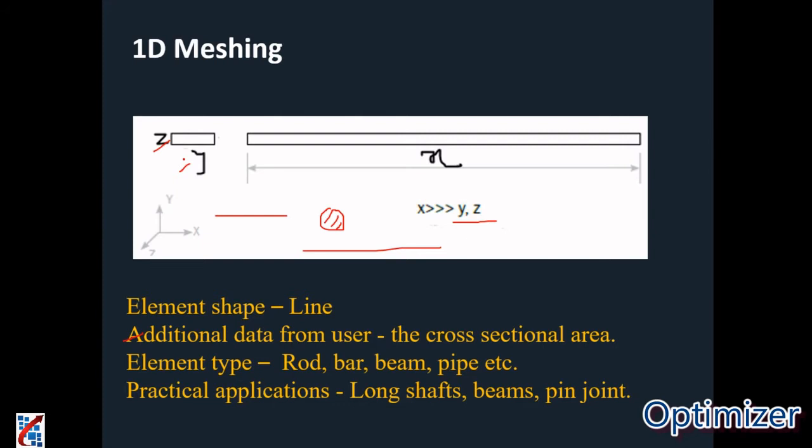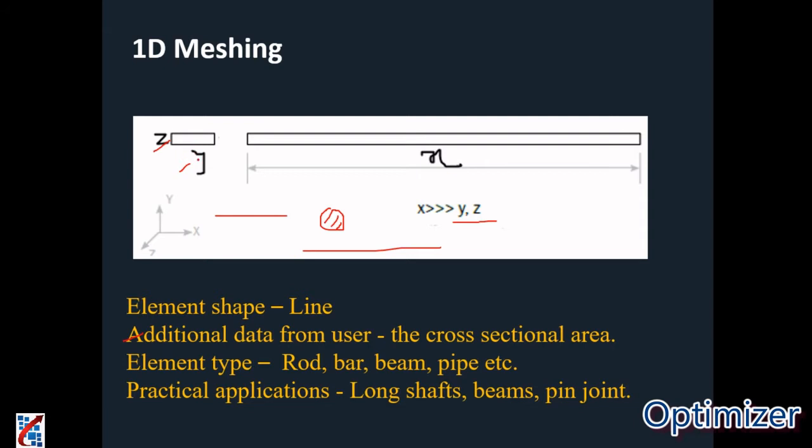So what are the different types of elements? It starts from rod, bar, beam, pipe, which we are going to discuss later in detail. There are different practical examples of this 1D meshing. It starts from long shafts, beams, pipe joints or structures. You can also see the roll cage of different racing cars. So these are some application areas of 1D meshing or 1D elements.